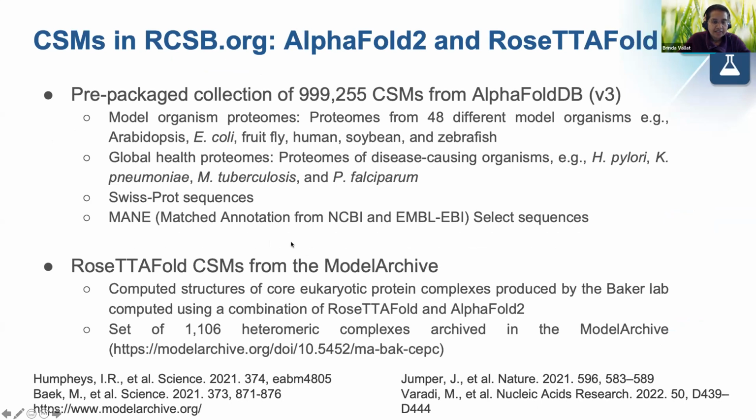So what are the models that are currently available that have been integrated with rcsb.org? The current set consists of a prepackaged collection of about 1 million models from AlphaFold DB, as well as 1,100 models from Model Archive, comprising the core eukaryotic protein complexes modeled using RoseTTAFold and AlphaFold 2. These computer structure models collectively cover the entire human proteome and those of model organisms, selected pathogens, as well as organisms relevant to bioenergy research.